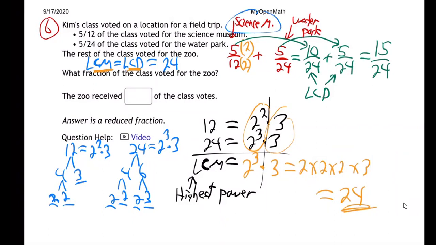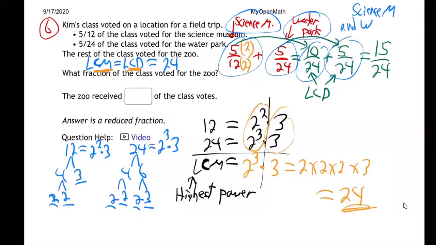The Science Museum and the water park, right? 5/12 and 5/24, add those up, 10/24 and 5/24, that's 15/24 voted for the Science Museum and the water park. So 15/24 of the class voted for the Science Museum and the water park.